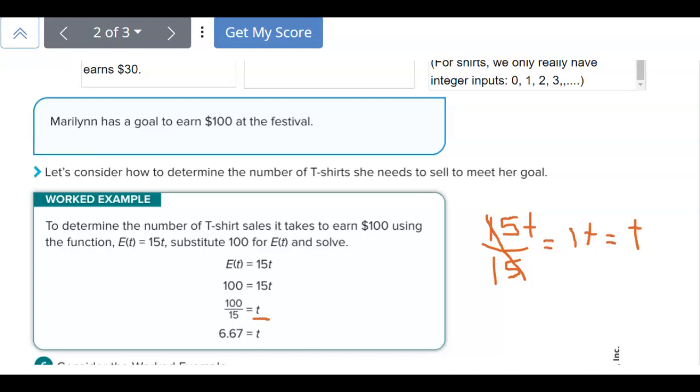6.67, or 6 67/100ths. So to make $100, Marilyn needs to sell 6.67 t-shirts. So really, 6 isn't going to be quite enough. She actually needs to sell at least 7 to hit her goal, right? Because 6 is going to be a little short of $100, and 7 is going to put her over, but the exact amount she would need to sell is 6.67. So that's how they're setting up the equation.